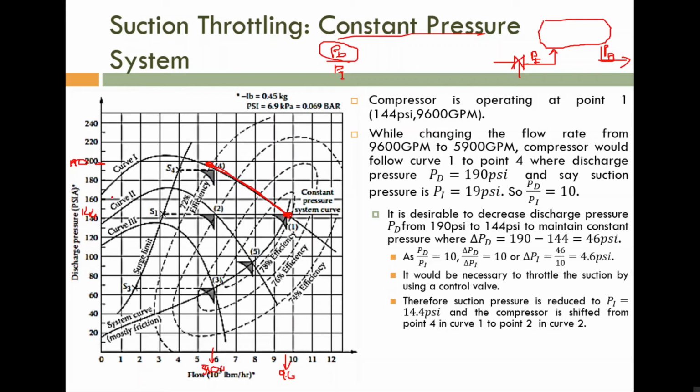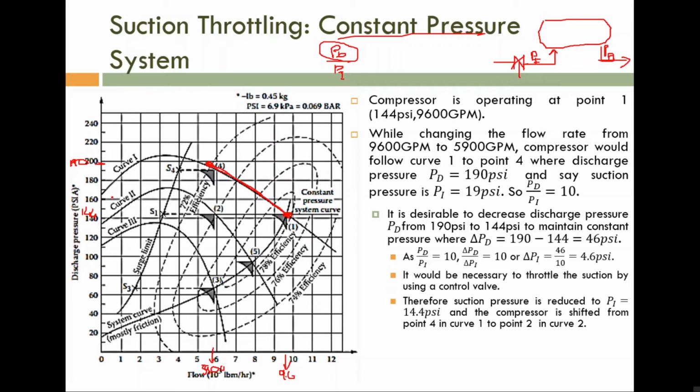In the curve equation, I told you, if the remaining parameters like angular speed omega, torque tau, and suction temperature Ti are all constant, then with a decrease in the flow rate, the compressor ratio PD by PI will increase, because it is inversely and non-linearly proportional to flow rate W. So the compressor ratio will increase if the flow rate is decreasing.